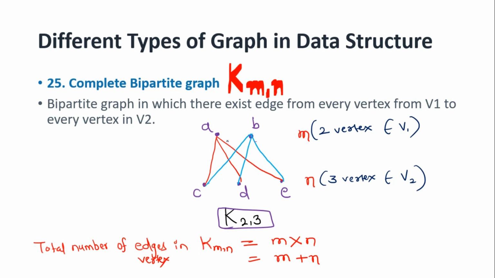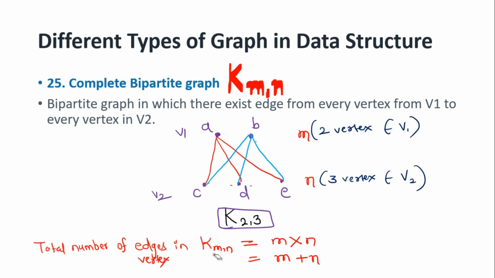We have to make sure that from each vertex in this set V1, we connect to all the vertices in the other set V2. So this is connected with C, D, E. This is also connected with C, D, E, but we have not connected the vertices within the same set. That should not be there. So this will be my graph. This is my complete bipartite graph.